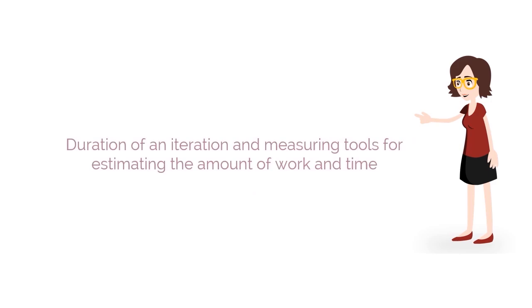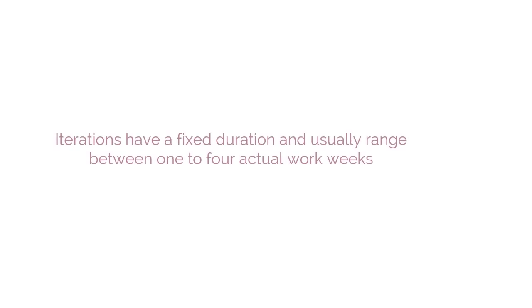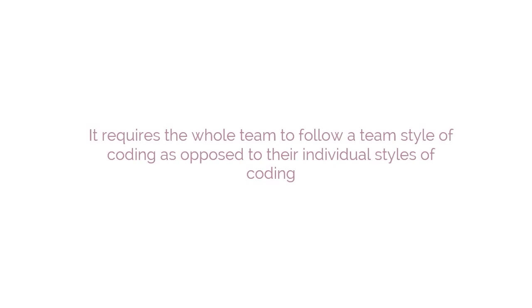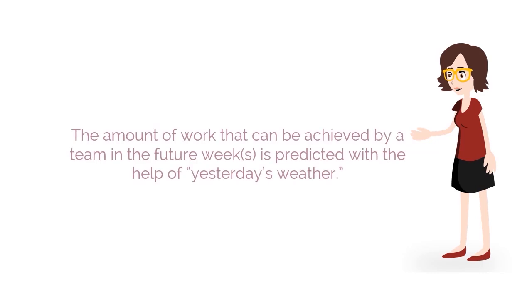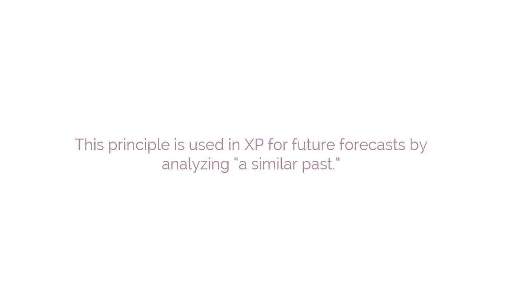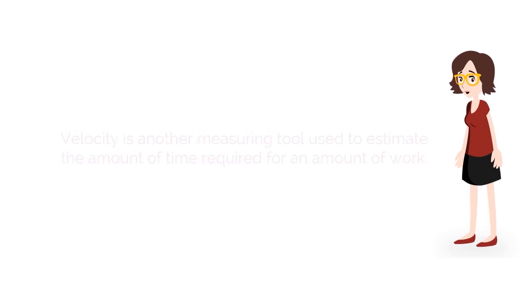Next, we will learn about the duration of an iteration and also the measuring tools for estimating the amount of work and time. Iterations have a fixed duration and usually range between 1 to 4 actual work weeks. The customer needs to be aware of the amount of work that can be achieved by the team in order to create the iteration schedule. The amount of work that can be achieved by a team in the future weeks is predicted with the help of what we call yesterday's weather. This principle is used in XP for future forecasts by analyzing a similar past.